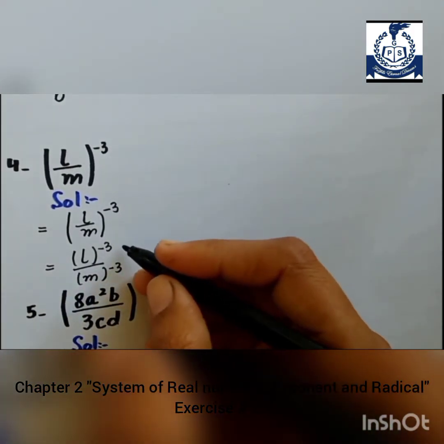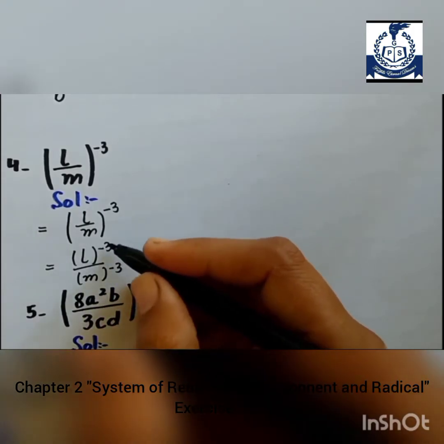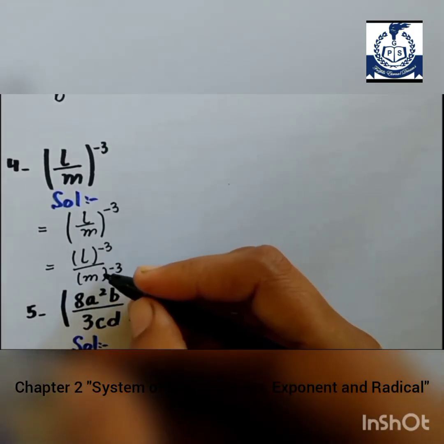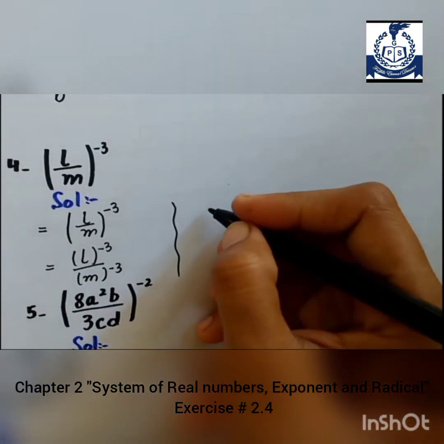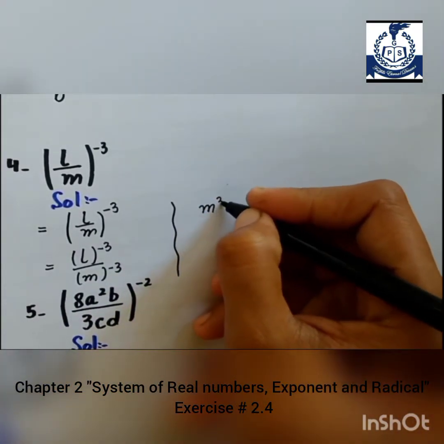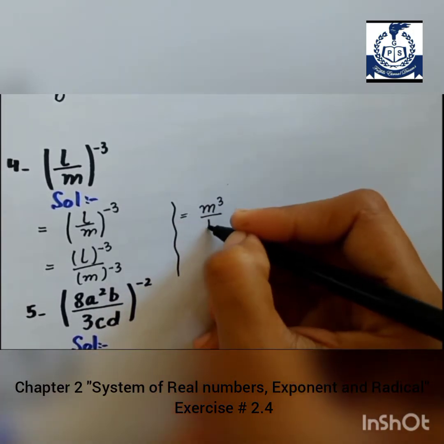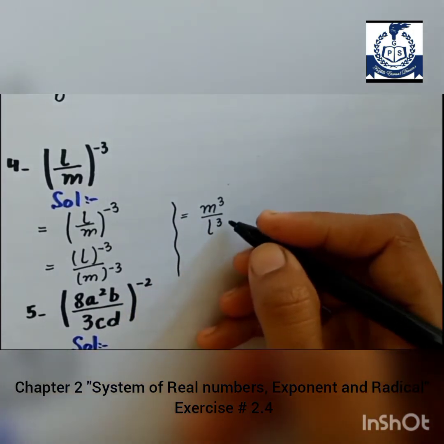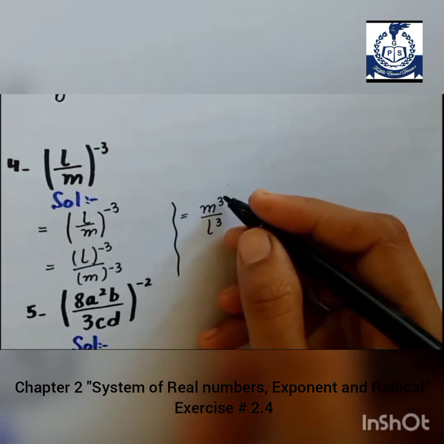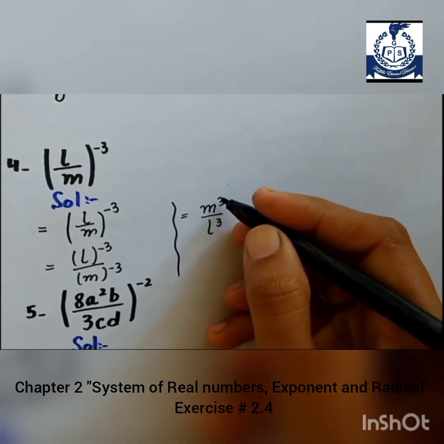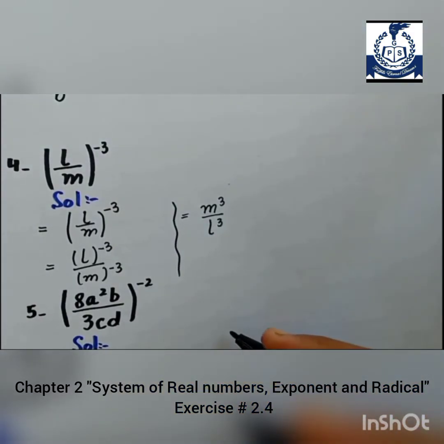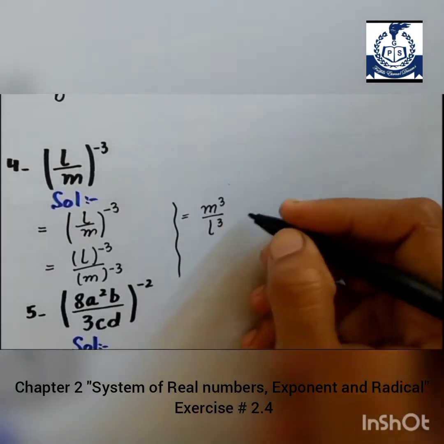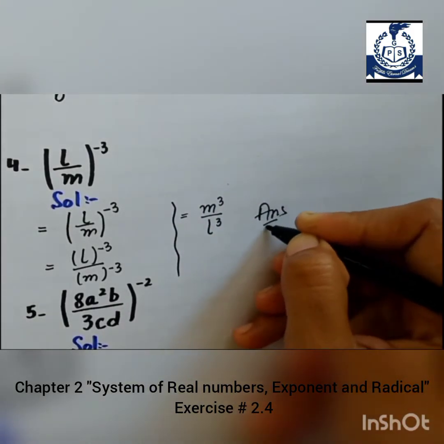We have our power in negative form, so first we need to convert the negative power into positive. So we make it positive by changing the position of L and M. M is in the denominator, so we change the position of M to the numerator, and L is in the numerator, so we change the position of L to the denominator. So we get the power in positive form. So M cubed divided by L cubed, this is the answer.